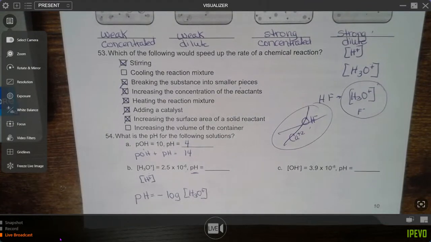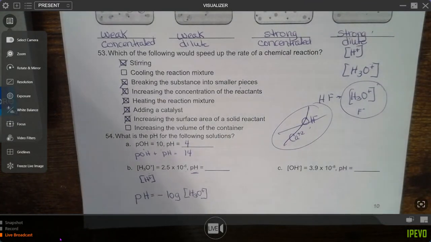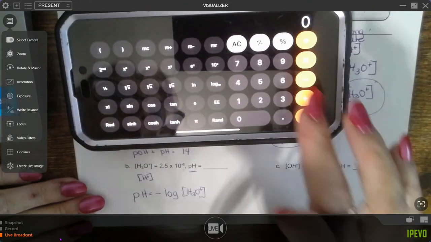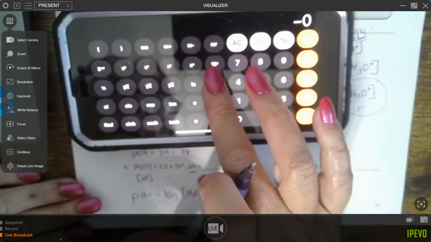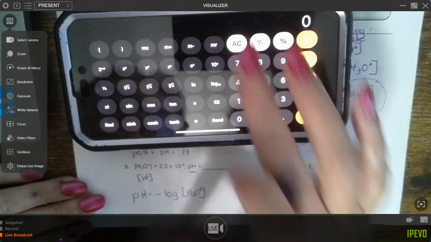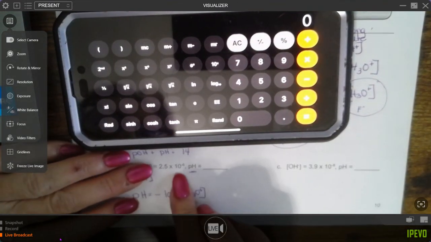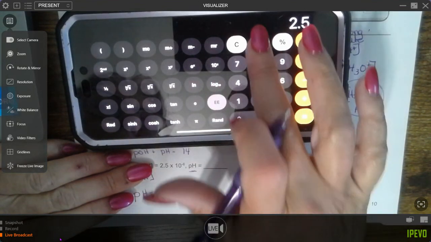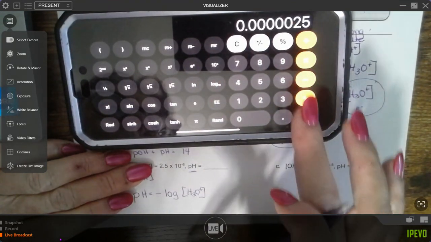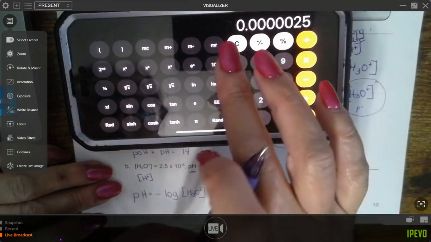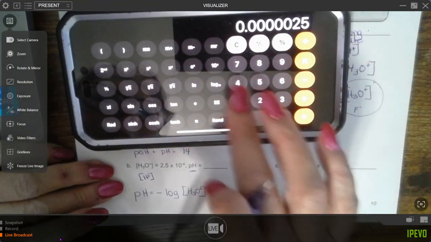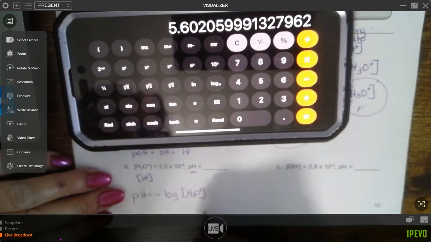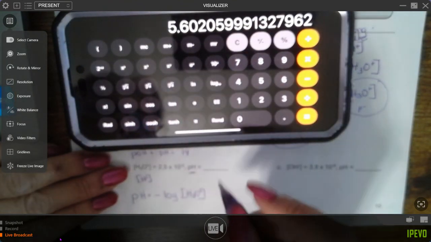So let me get my calculator back out here. This would be negative log of 2.5 times 10 to the negative 6. So if I do log and then negative, the pH is going to be 5.6.